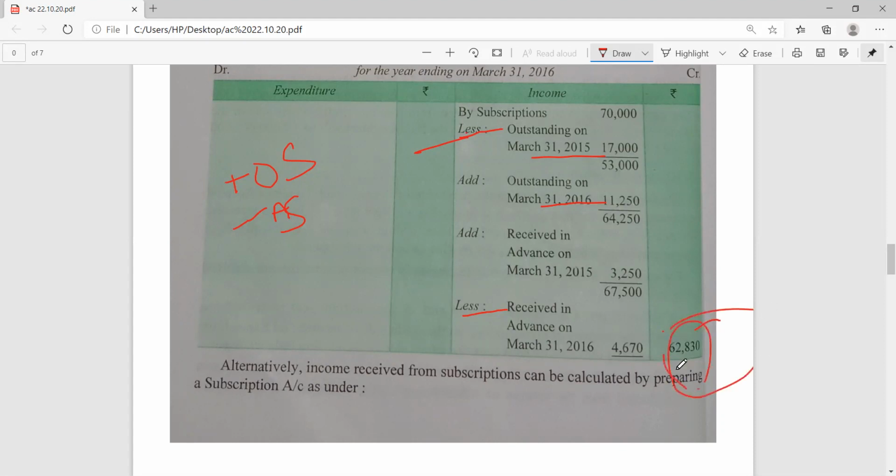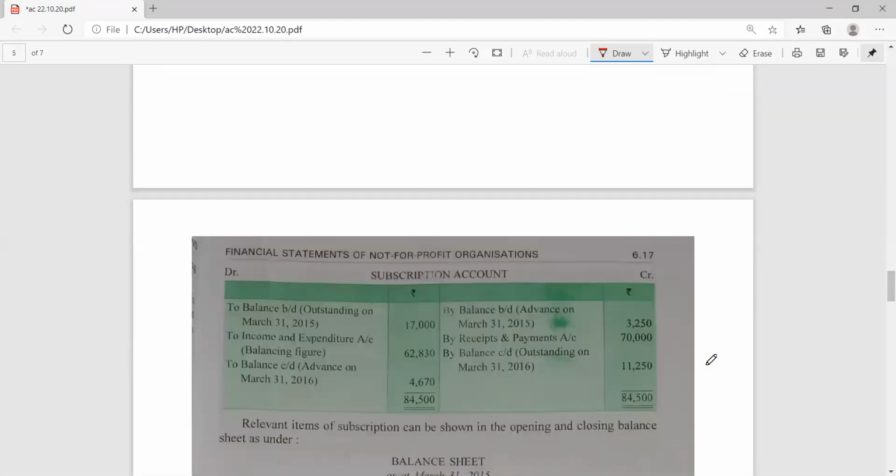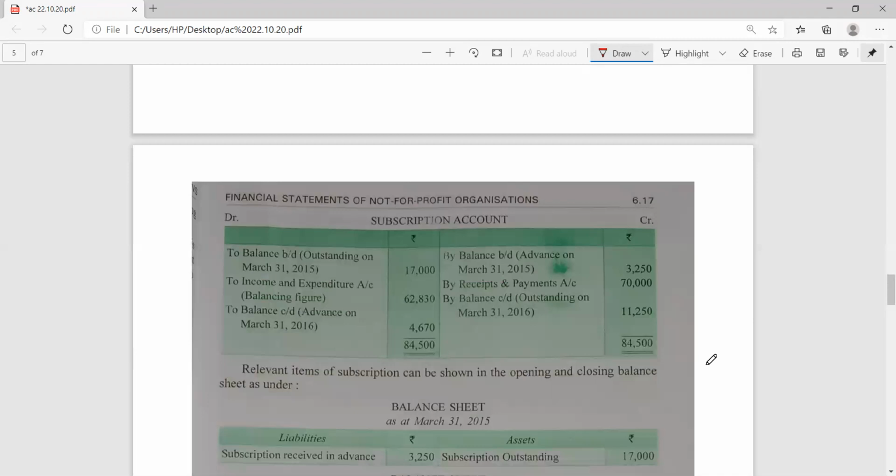It is 62,830 rupees. Moreover, you can prepare the subscription account if you want. It is an alternative method, but I just suggest you to follow the formula.